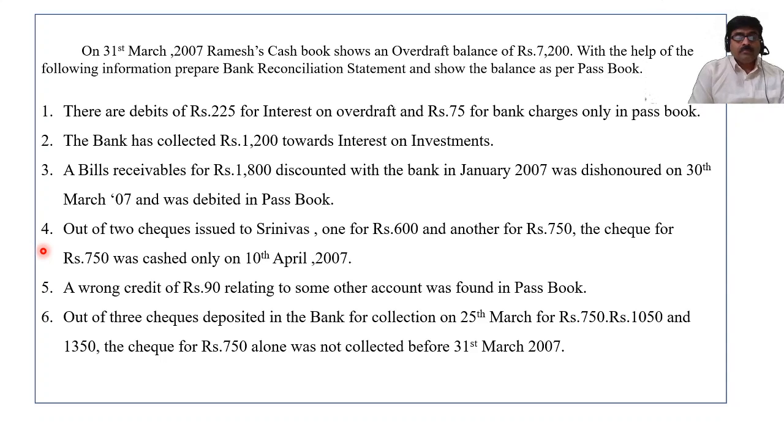Fourth one, out of two checks issued to Srinivas, one for 600 and another for 750, the check for 750 was cashed only on 10th April 2007.